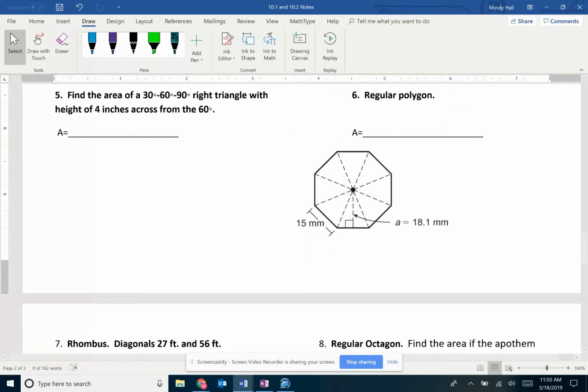Number 5, you have to be really careful because I actually messed this up in my other classes, so you might have gotten wrong information. But when we draw this, we are finding the area of a 30, 60, 90 right triangle with a height of 4 inches that's across from the 60. And really, it's this across from the 60 that you have to be careful of because that is telling you, since it's across from the 60, that 4 inches should be my long side.